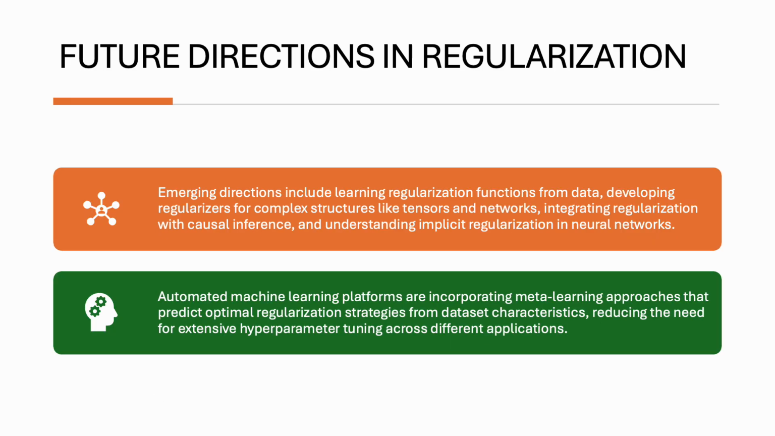Future directions in regularization. Emerging directions include learning regularization functions from data, developing regularizers for complex structures like tensors and networks, integrating regularization with causal inference, and understanding implicit regularization in neural networks. Automated machine learning platforms are incorporating meta learning approaches that predict optimal regularization strategies from dataset characteristics, reducing the need for extensive hyperparameter tuning across different applications.